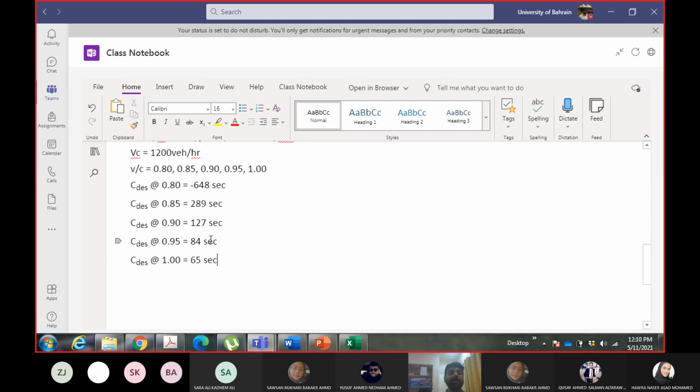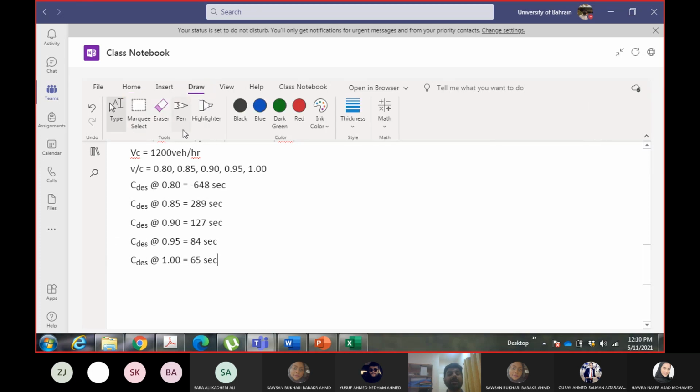Secondly, you can see here that one of the values is negative. Negative doesn't mean that you can ignore the minus sign and just take the value. So you cannot take 648 as the cycle length because it's a negative value. So negative means you just cancel it. This one cannot be used at all. So V by C ratio of 0.8 does not give me a possible value. Okay, so look for the other values.